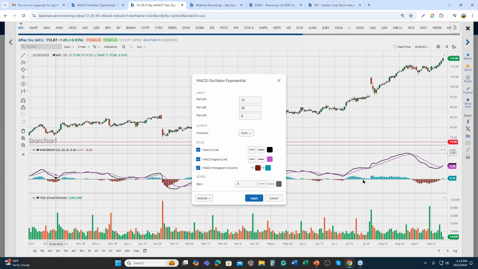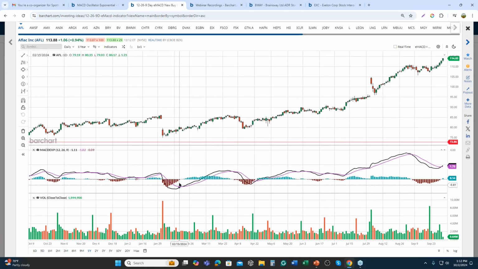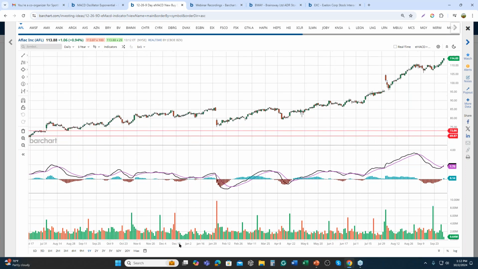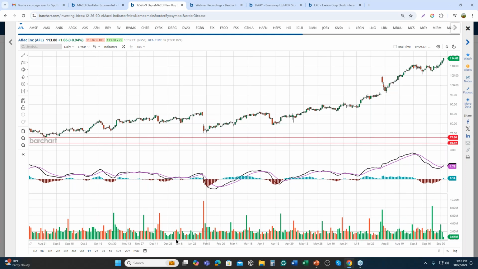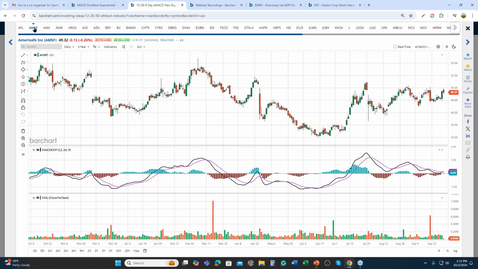Now, the location of the MACD line and signal line in relationship to our zero line is critically important. So if we are below the zero line, and you can see it here. Now, this might not be a great example, but let me see if I can find a better example for today. Let's go to this chart here. Yeah, this is much better.